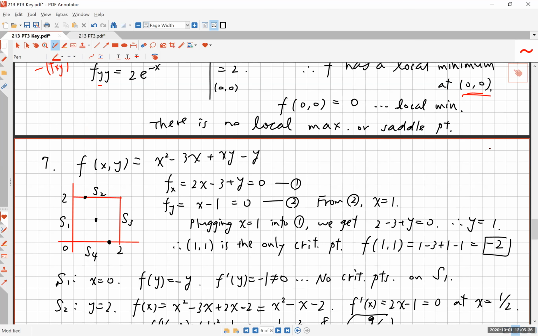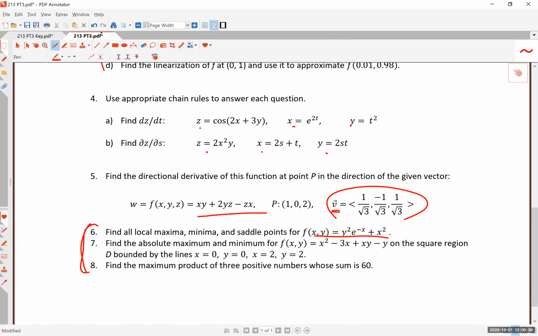All right, 2 more problems here. Number 7, find the absolute maximum and minimum. And you say, oh, yikes. All right, because this is the kind of problem that takes the longest, right?